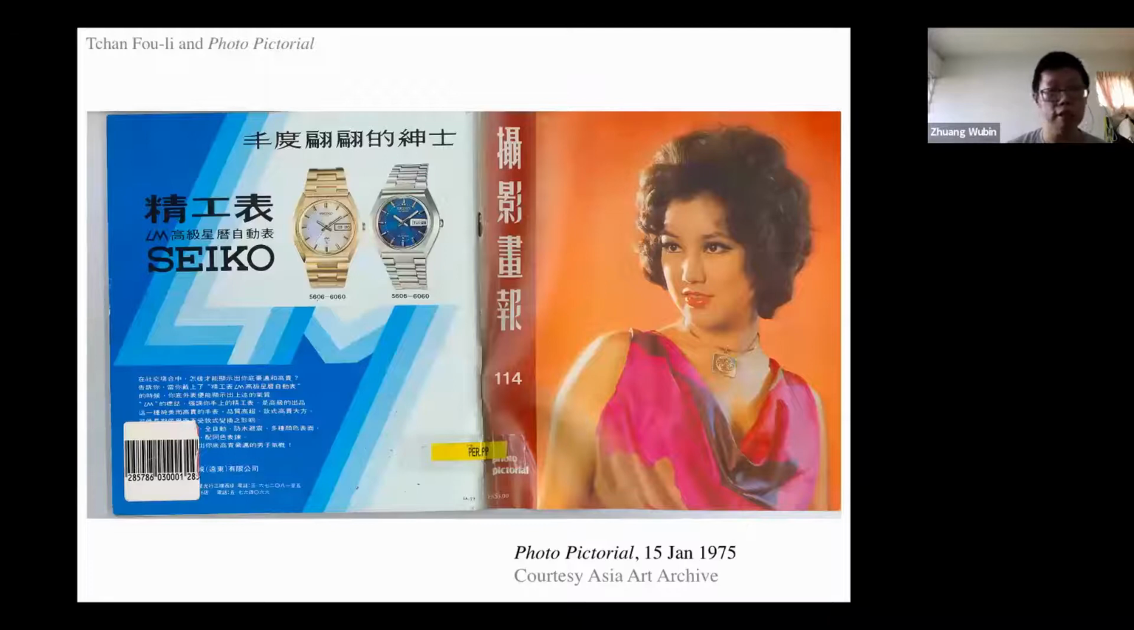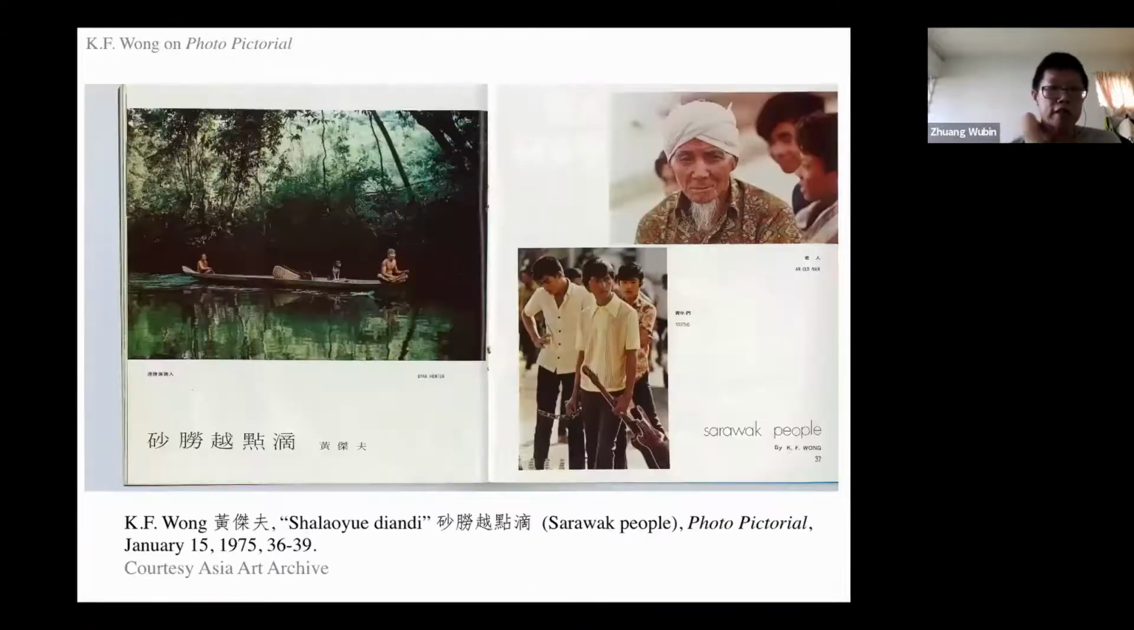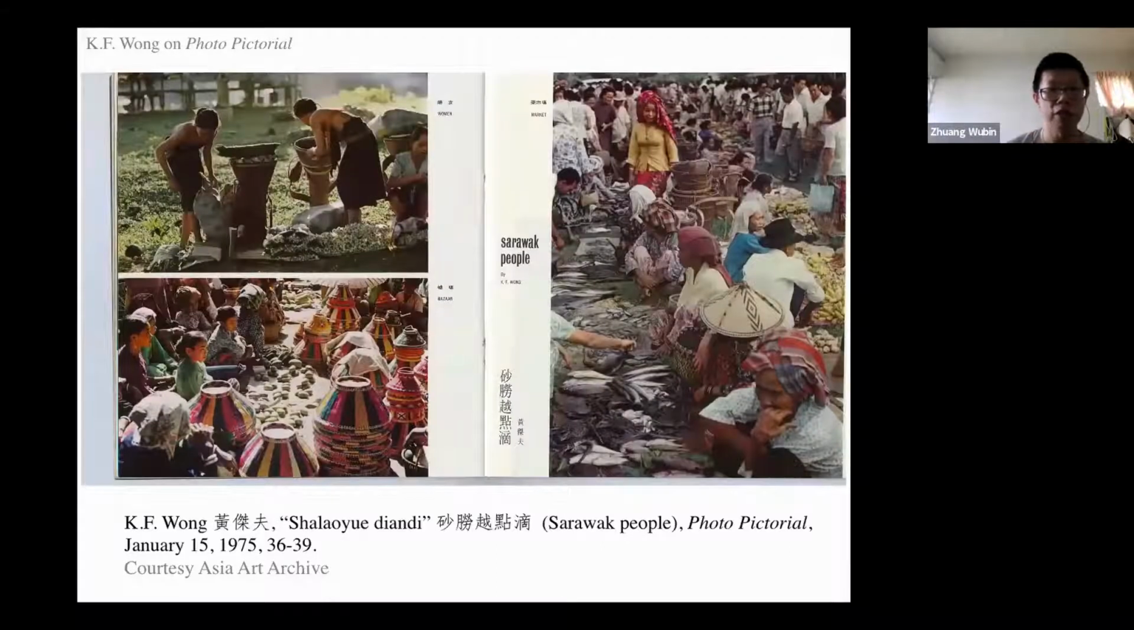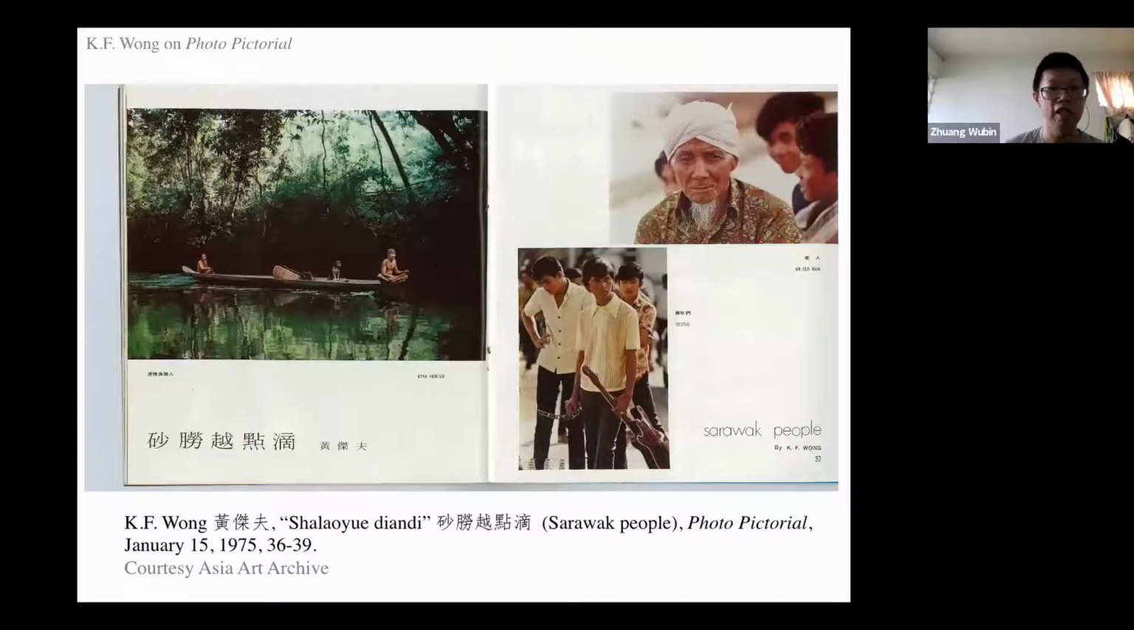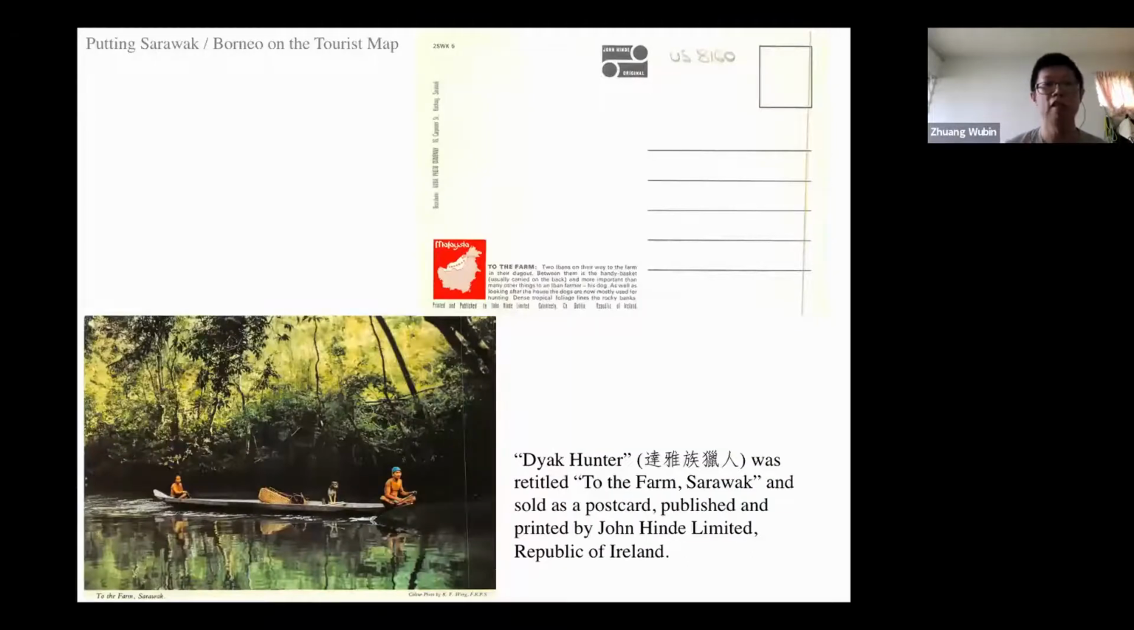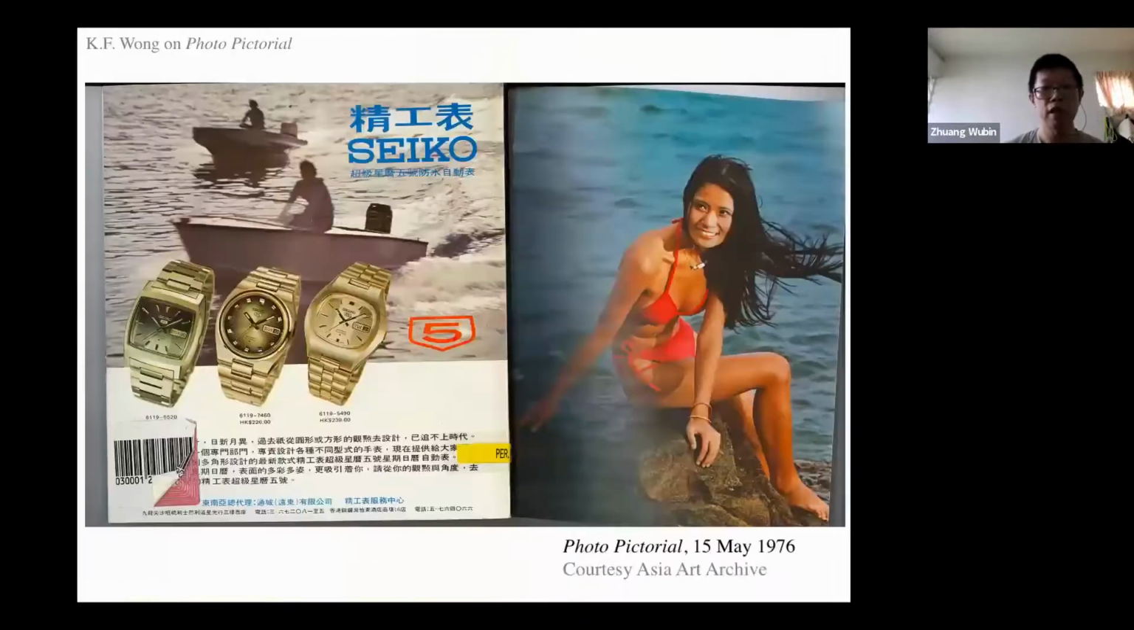So basically, I'm just going to run some images of K.F. Wong. K.F. Wong was also extensively published in Photo Pictorial. You see K.F. Wong's image earlier made into a postcard and then circulated. This postcard image was actually printed in Ireland, circulated by a company there, and put Borneo and Sarawak onto the tourist map.